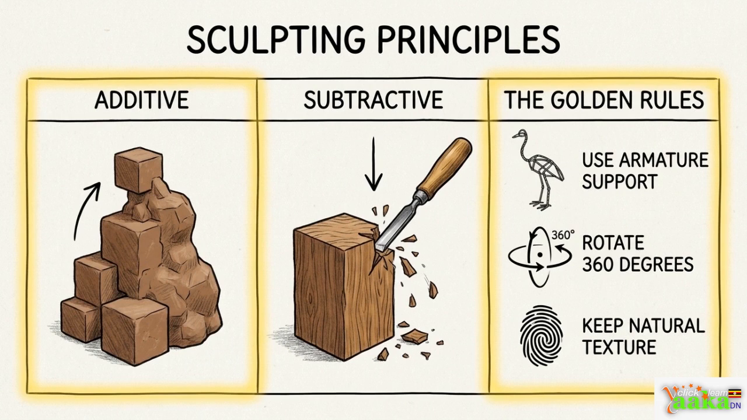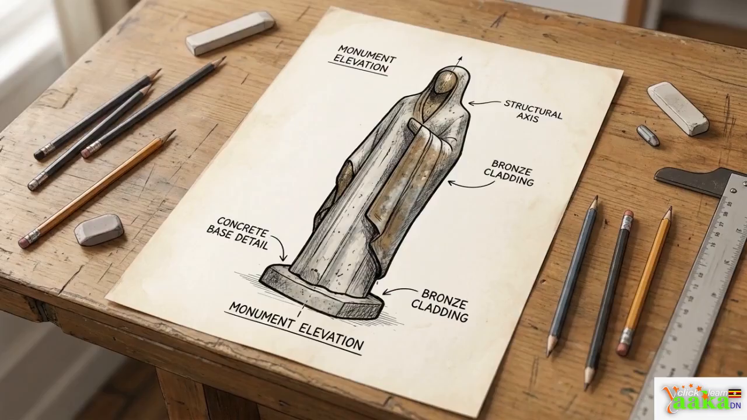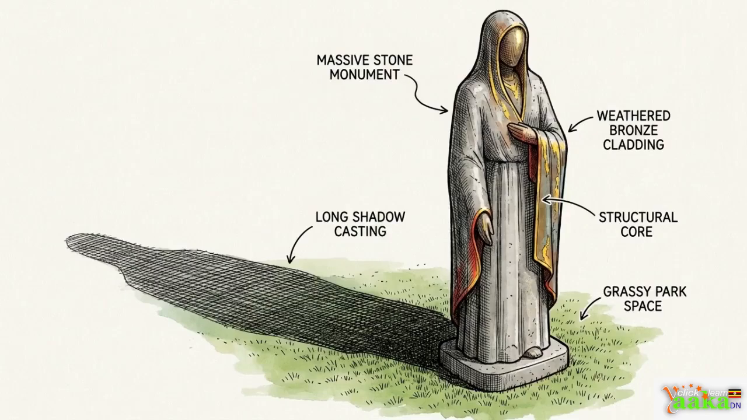The additive process builds material up, while subtractive carves it away. When modeling, always remember your golden rules. Use an armature for support, constantly rotate your work 360 degrees, and keep your natural textures intact. Whether you are pressing wet clay or welding scrap steel, creating in the round forces you to pull concepts off the flat page and translate them into real objects that occupy our physical environment.